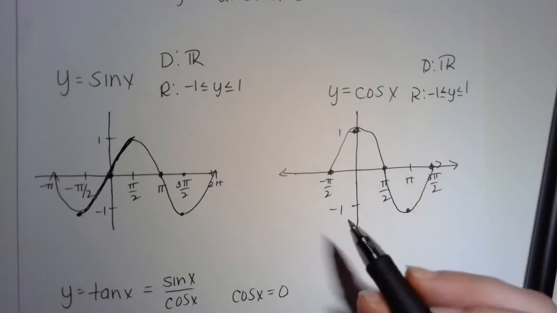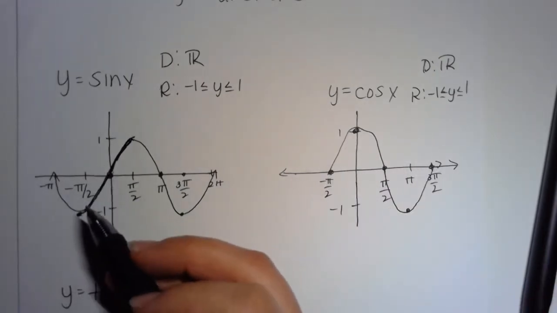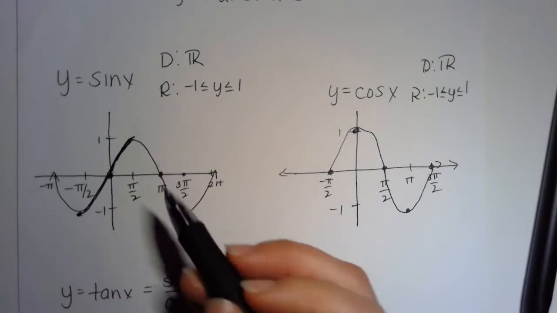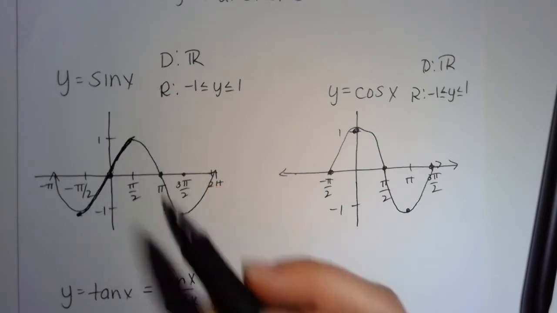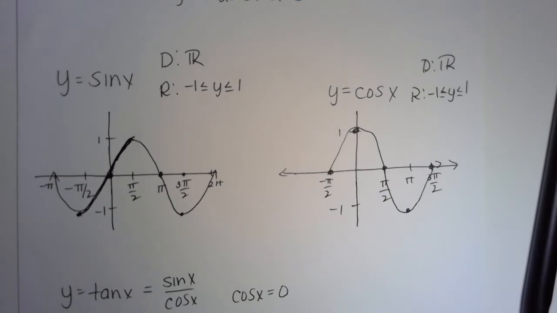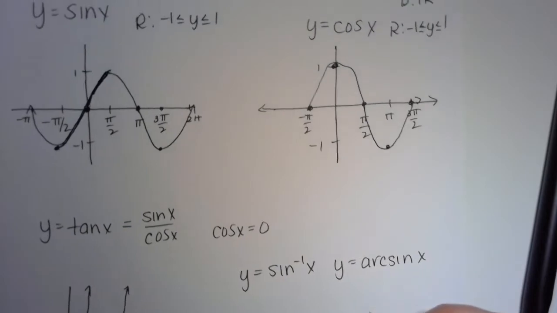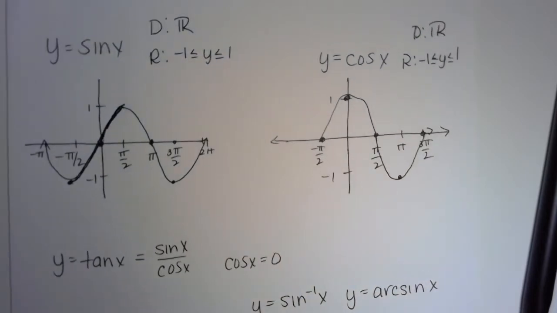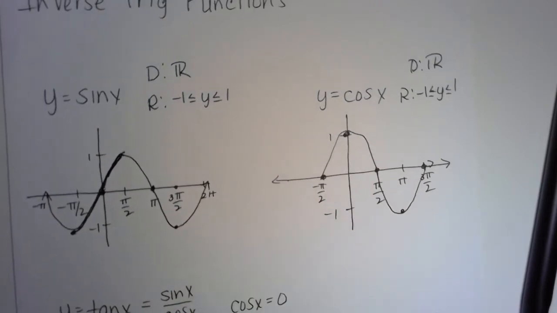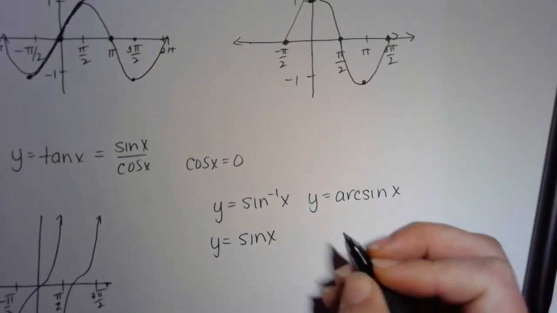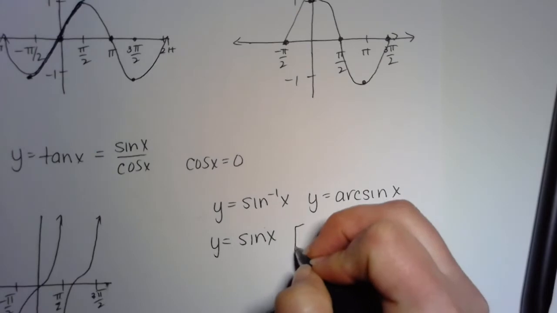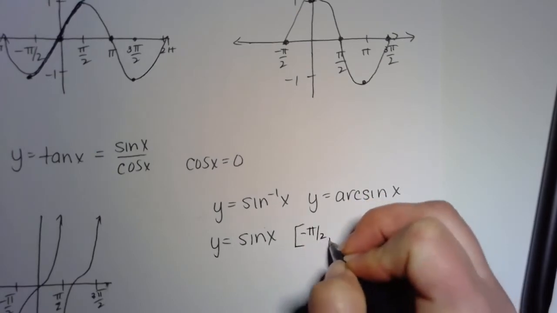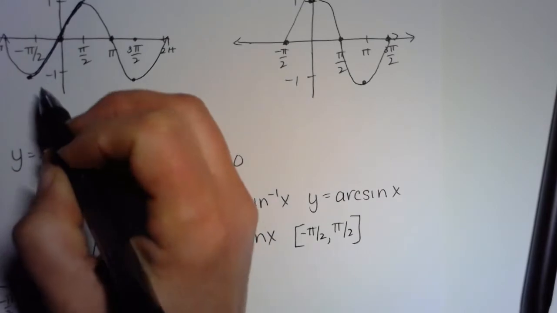I know that there's other places on here that do the same thing, but in general, all mathematicians agree that when we're restricting sine, for arc sine, it has to be between negative pi over 2 and pi over 2. So we're going to restrict the domain of y equals sine of x, to have its inverse, to negative pi over 2 to pi over 2. And they can be included because that's where the ones are.